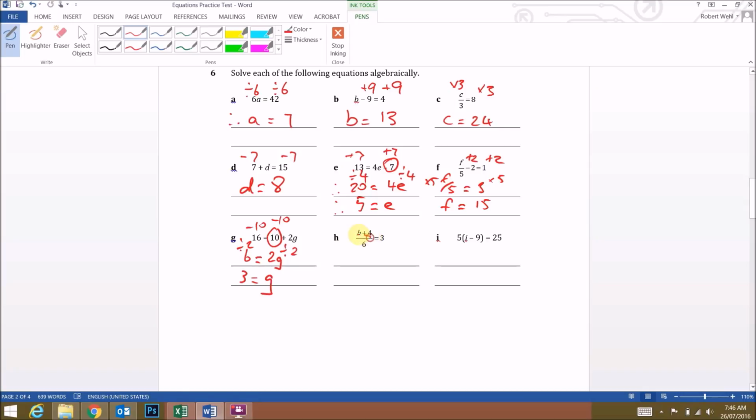Here I need to get rid of my divided by 6 first, so times by 6. And now I need to take away the 4. Here I need to expand my brackets first.